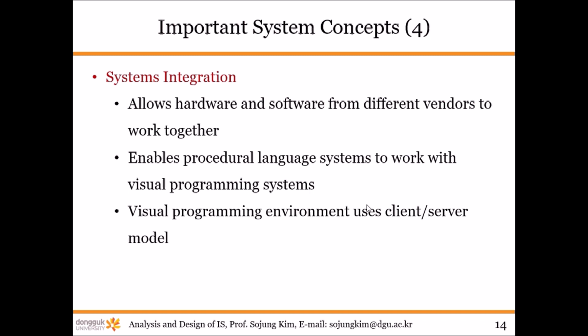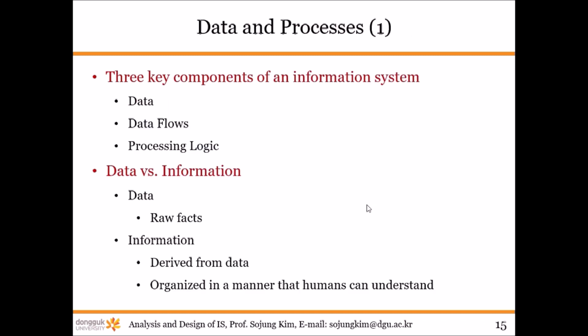All those things are very conceptual, so I don't really need to spend time explaining everything for you. All right, so let's talk about data and processes. I tend to talk very fast, sorry about that. Let's talk about these 3 key components of the information system: data, data flow, and processing logic. I will explain these 3 items in the next slide.